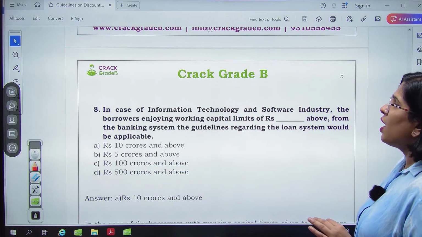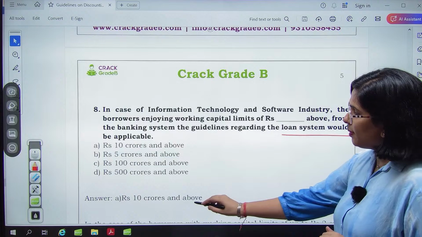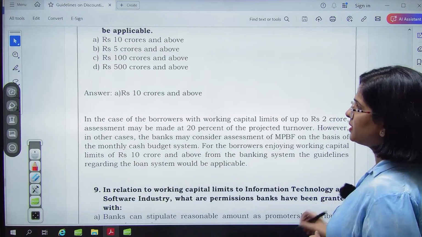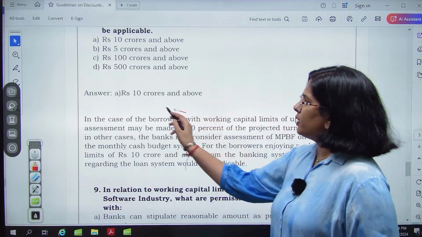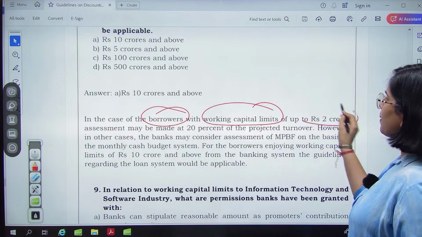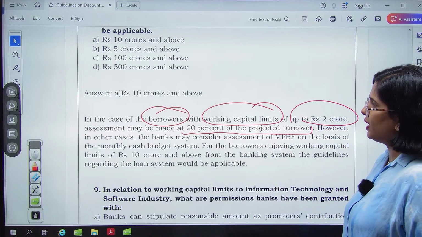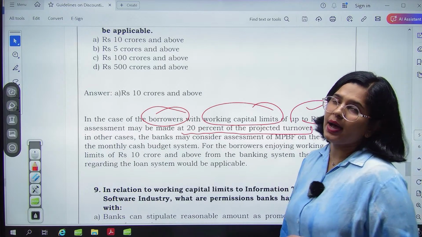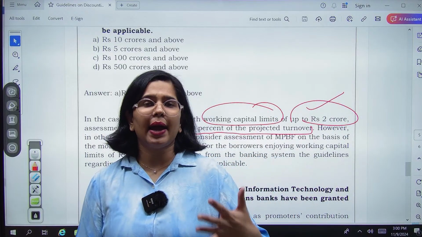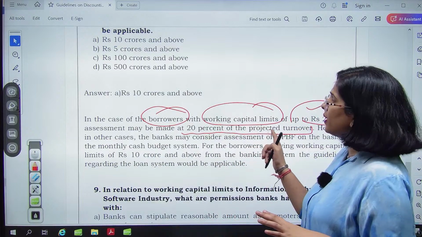Now in case of IT and software industry, borrowers enjoying working capital limits of, now you have been asked the limit from the banking system, the guidelines regarding the loan system would be applicable. So here the limit is 10 crores. Now let's look what they are saying. See, in case of the borrowers, we are talking about the IT industry borrowers. Those who are having working capital limits up to 2 crores, assessment may be made at 20% of the projected turnover. इसका मतलब अगर आपको वर्किंग कैपिटल लिमिट्स अप टू 2 करोड़ दी गई हैं, तो हम आपको जो वर्किंग कैपिटल फाइनेंस एक्सटेंड करेंगे वो किस बेसिस पे करेंगे? आपका टर्नओवर कितना होना चाहिए?